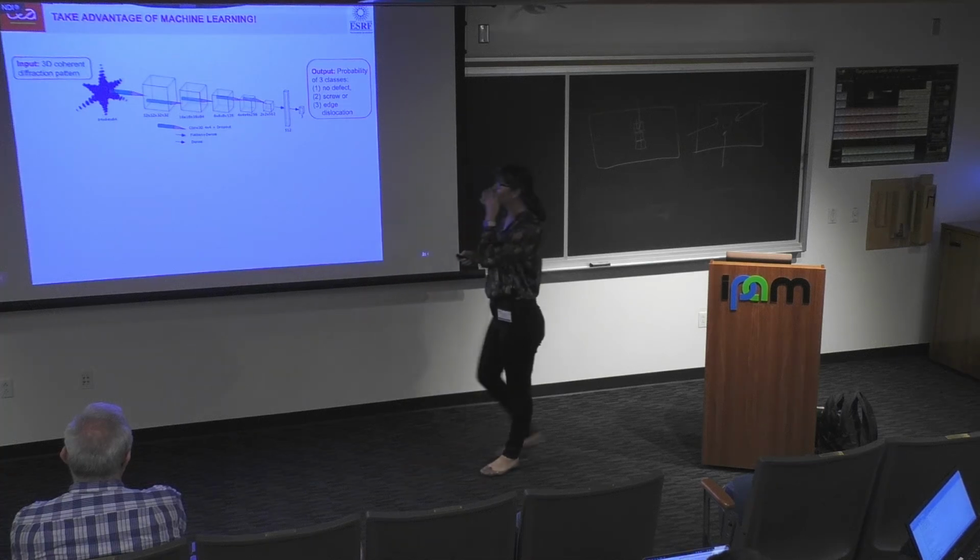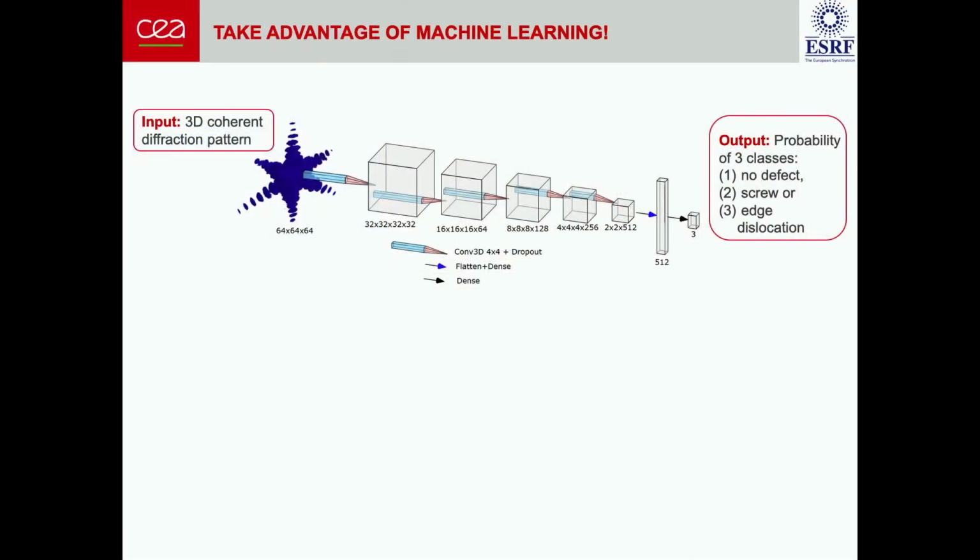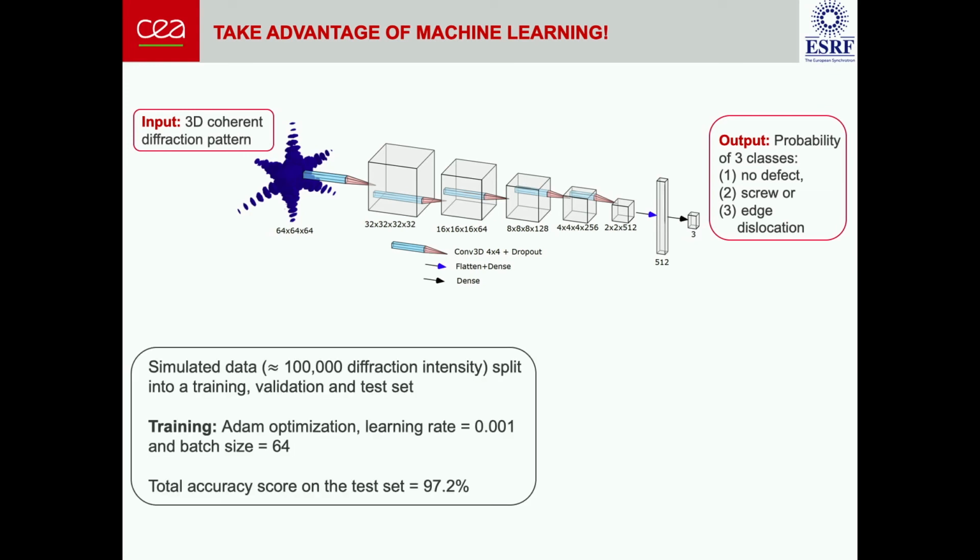So here is the neural network. The input is the 3D coherent diffraction pattern. The output is the probability of the three classes: either there is no defect in the particle, or there is a screw or edge dislocation. I told you that for the simulated data, this is the number that we needed for the diffraction patterns. We did the training with ADAM optimization, a learning rate of 0.001 and a batch size of 64.